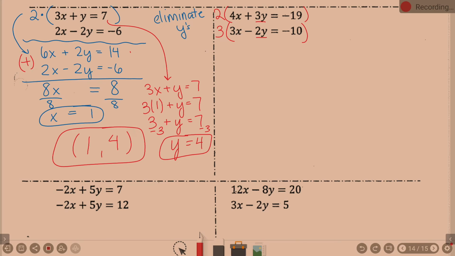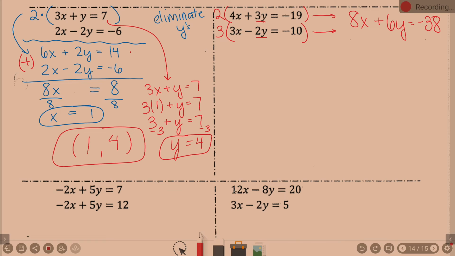So, let's do the multiplication. Top equation multiplied by 2 becomes 8x plus 2 times 3, 6y equals 2 times negative 19, negative 38.